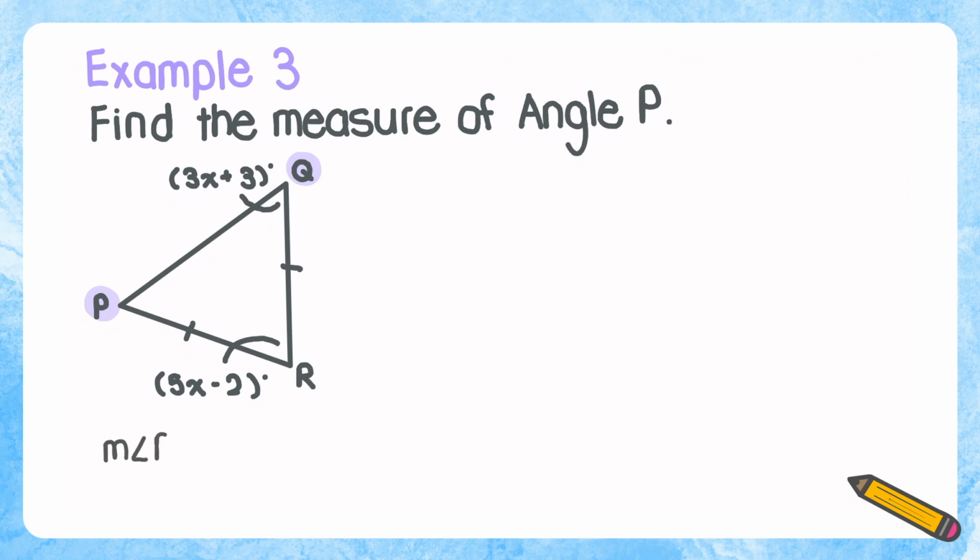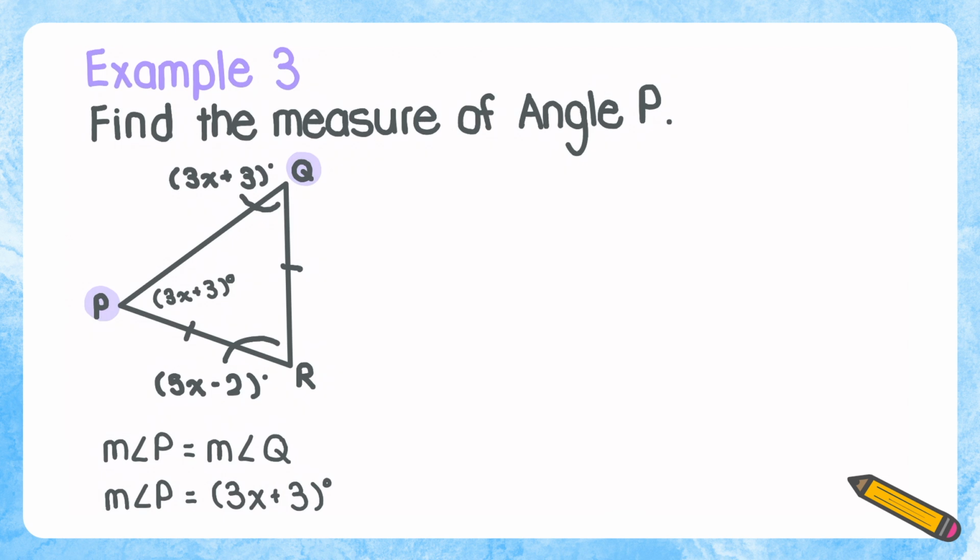So that means the measure of angle P equals the measure of angle Q. And we're given this measure of angle Q. So we know that the measure of angle P equals 3x plus 3 degrees. So let me write that over here. Angle P measures 3x plus 3 degrees.